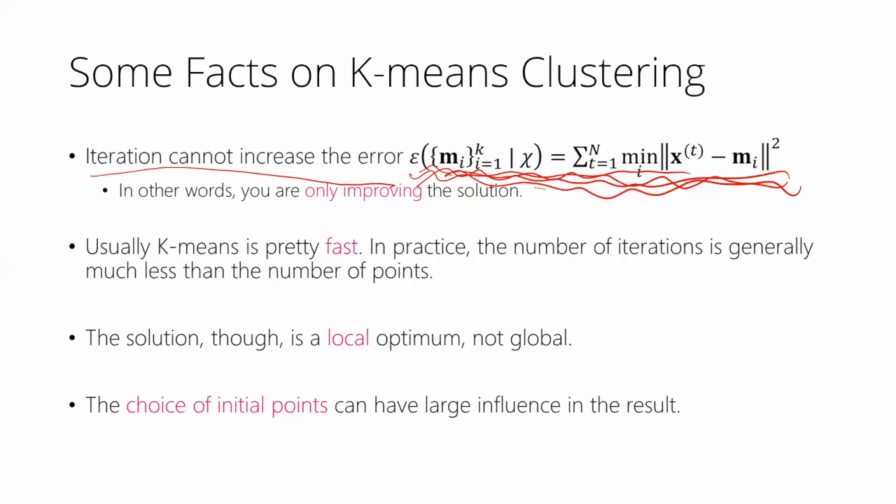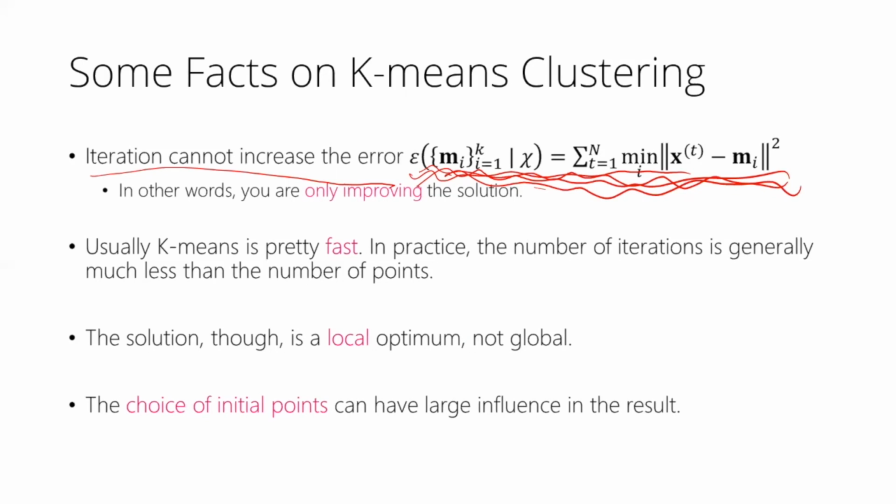So it's a nice property to have, right? The more iterations you perform, you're always guaranteed to improve the solution. So there's nothing to lose, in fact. So that's one of the facts about K-means clustering using Lloyd's algorithm.